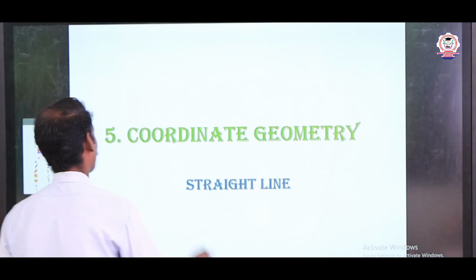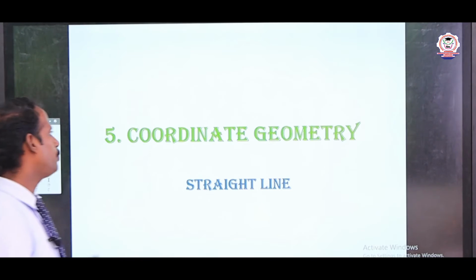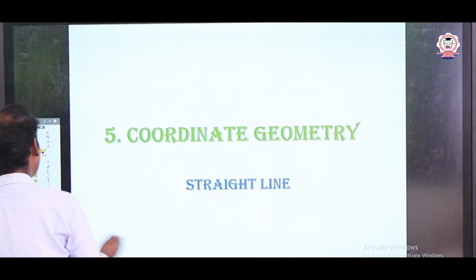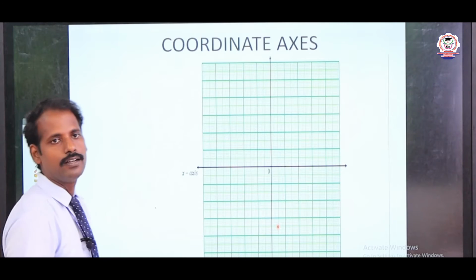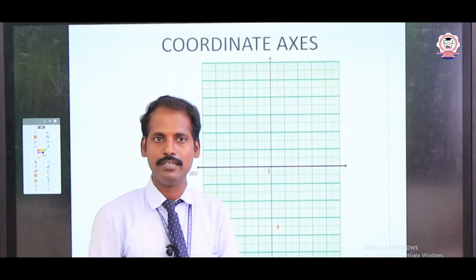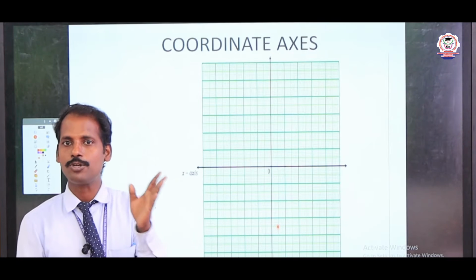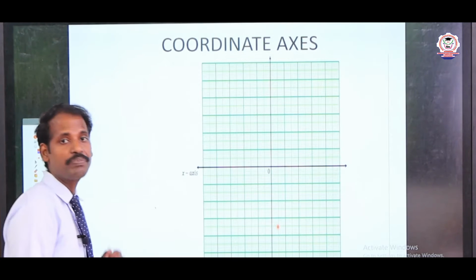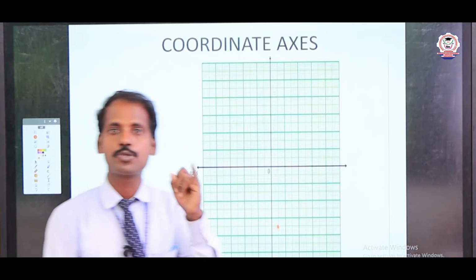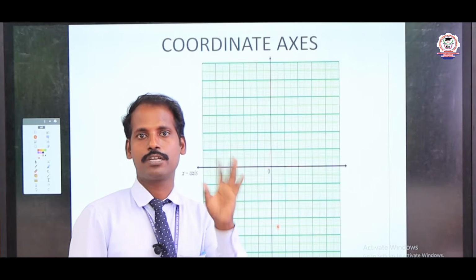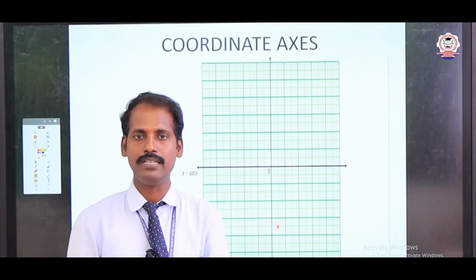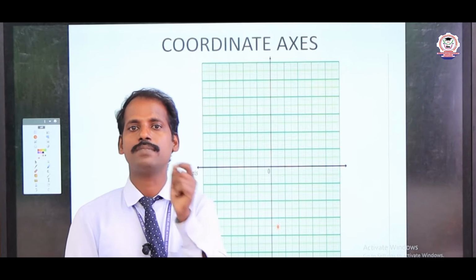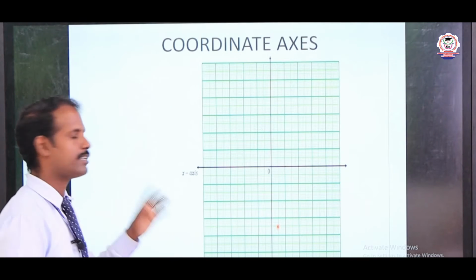So now, how to find the equation of the straight line? The second format. Already we saw the first format, which is parallel to the y-axis and parallel to the x-axis. That is the two concepts. Now, given the values of slope and y-intercept, we can find the equation of the straight line. So how to find the equation of the straight line?